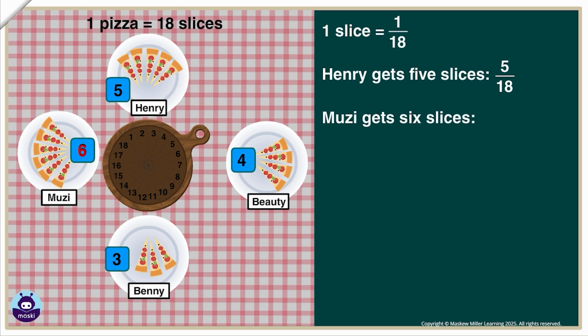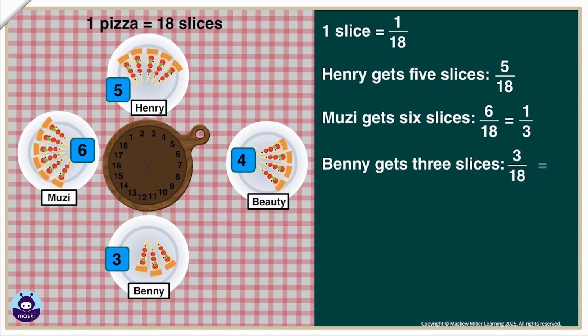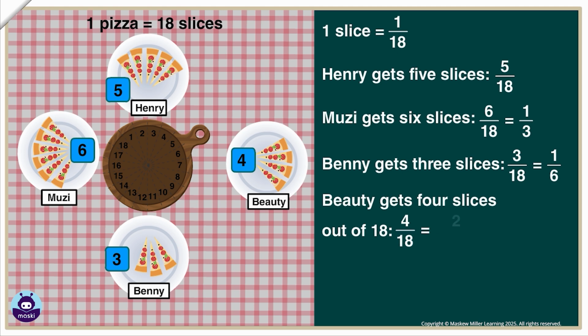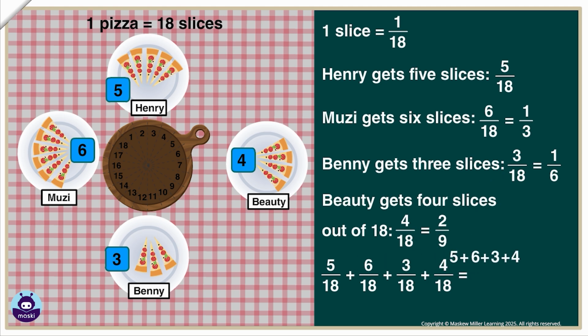Muzi gets 6 slices, 6/18 equals 1/3. Benny gets 3 slices, 3/18 equals 1/6. Beauty gets 4 slices out of 18. 4/18 equals 2/9. 5/18 plus 6/18 plus 3/18 plus 4/18 equals 18/18 equals 1 pizza.